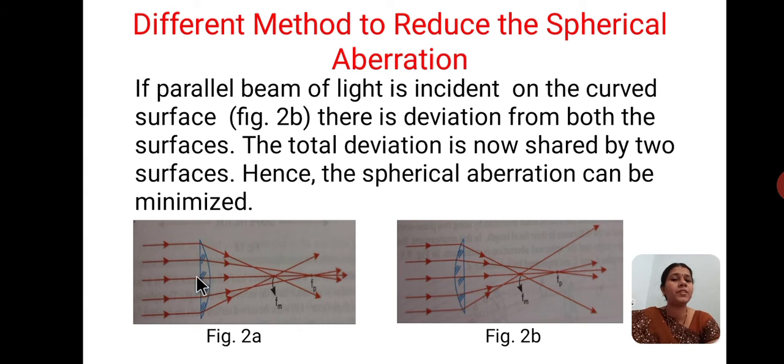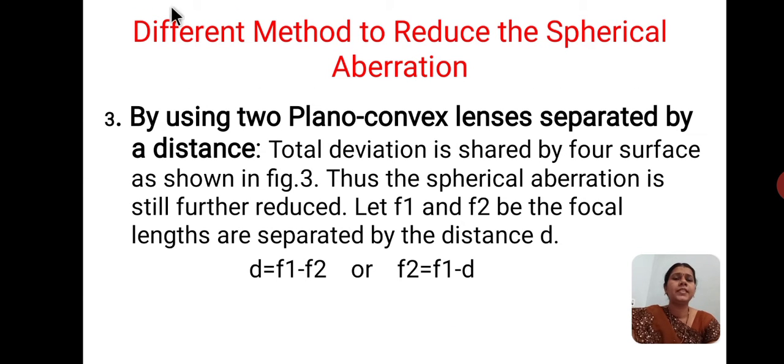Here it was shared by only one surface, the curved surface. Here it is curved surface plus plane surface, means deviation is shared by the two surfaces. Means spherical aberration can be reduced in the second figure, not in the first figure. So this is another method to reduce the spherical aberration. Okay. Another method is there. What is the third method?